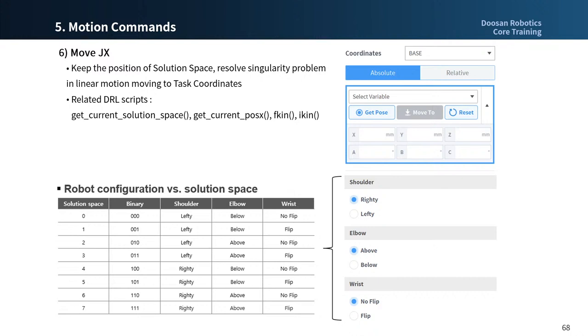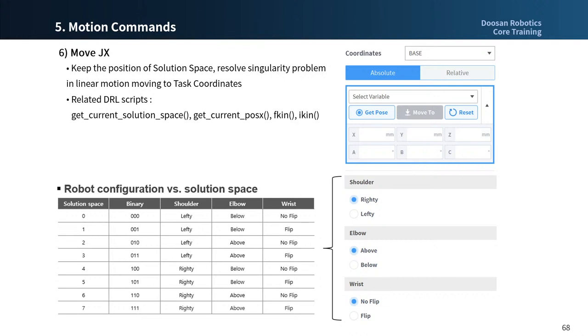Next is move JX. This is a command that merges X, which means move J and move L. It solves the singularity problem in linear movement by maintaining the solution space position and moving to the task coordinate position. That means moving to the position of move L at the closest distance, and the robot is able to move to different positions with a single teaching point. That is a characteristic of the solution space.